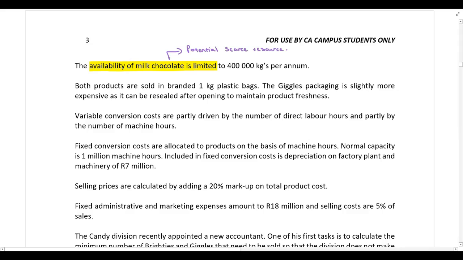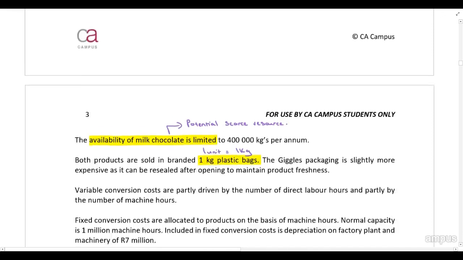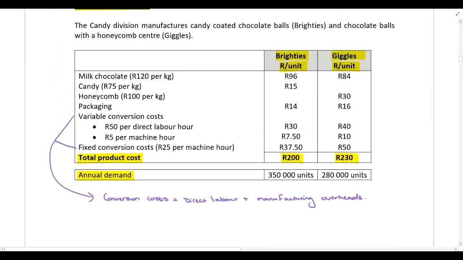Both products are sold in branded 1 kilogram plastic bags. So 1 unit is equal to 1 kilogram. The Giggles packaging is slightly more expensive as it can be resealed after opening to maintain product freshness. So we can see that on the previous page. For Giggles, we have a packaging cost of 16 Rand per unit, whereas for Brighties, we have a packaging cost of 14 Rand per unit.